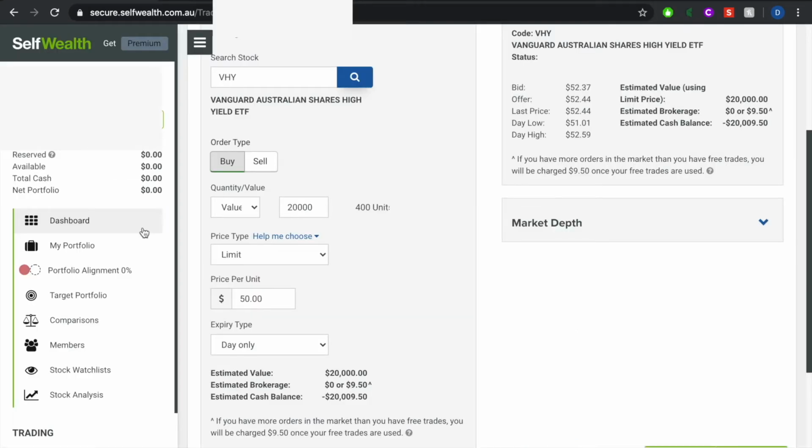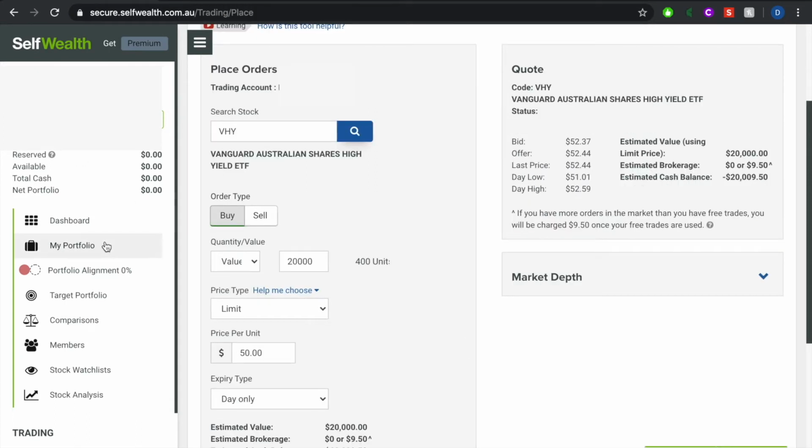Now, even though SelfWealth is cheaper than COMMSEC or NAB or Westpac in terms of the brokerage fee, you have to keep in mind that it takes 1 or 2 days for you to transfer the funds over to this platform. So that's the timing cost that you have to keep in mind. But if they could change that to instant transfer, then that would be good.